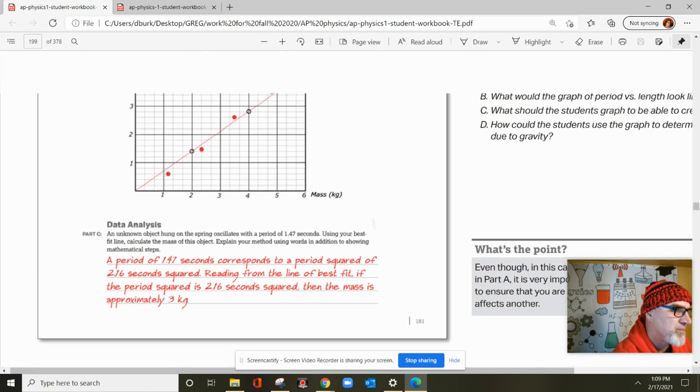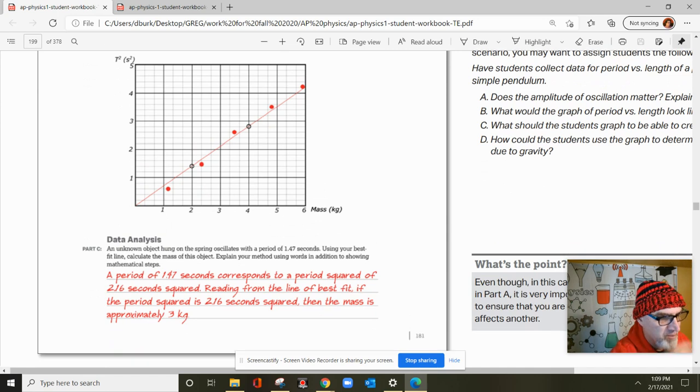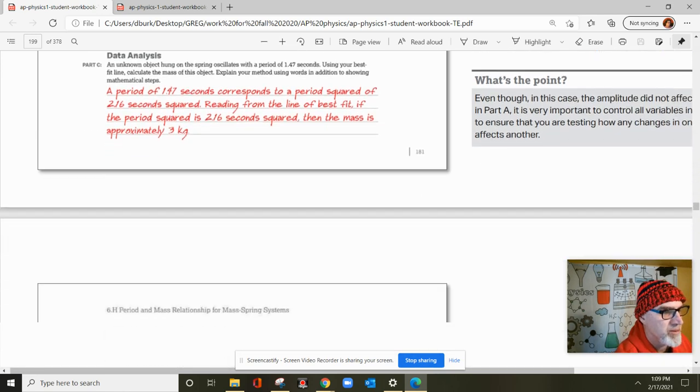Oh, I forgot to square the period. I'm sorry. So I had to square the period first. That would put me up here at 2, about right underneath 2.2. And so that mass would actually be 3 1/6. About 3 kilograms. Sorry, I messed up.